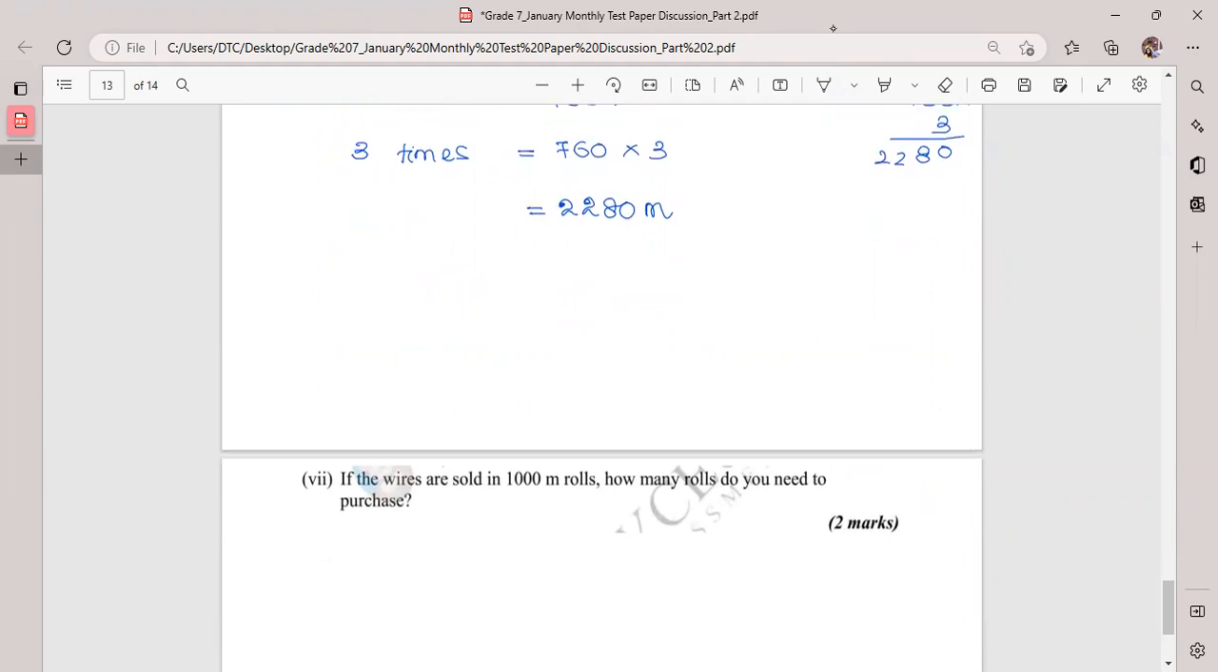Now that we do have, children, keep this in your mind that they have given it in a tricky way, right? That you need to have 2280 meters of wire to have the strong fence with the 3 times you want to go, right? 2280. That one roll will be 1000 meters. So then how many rolls do you want to buy?